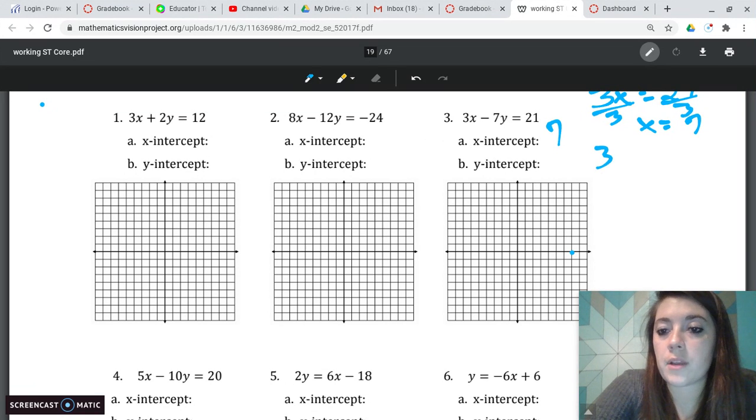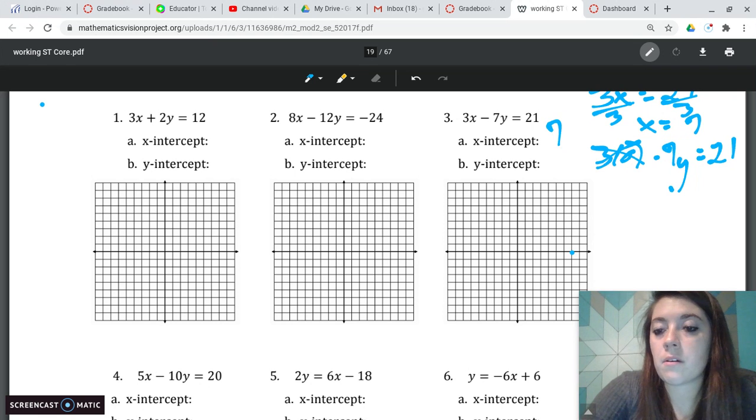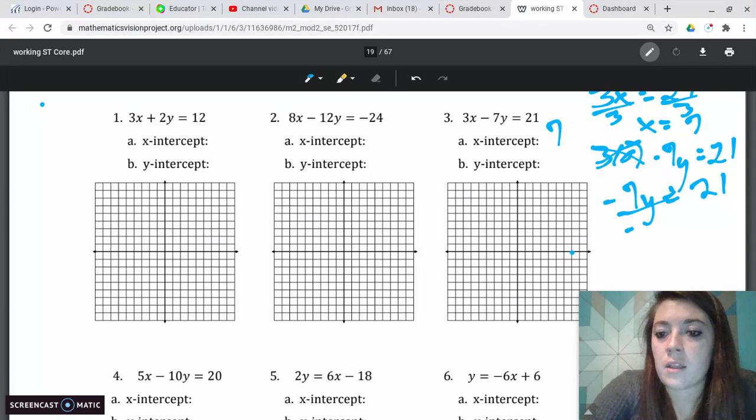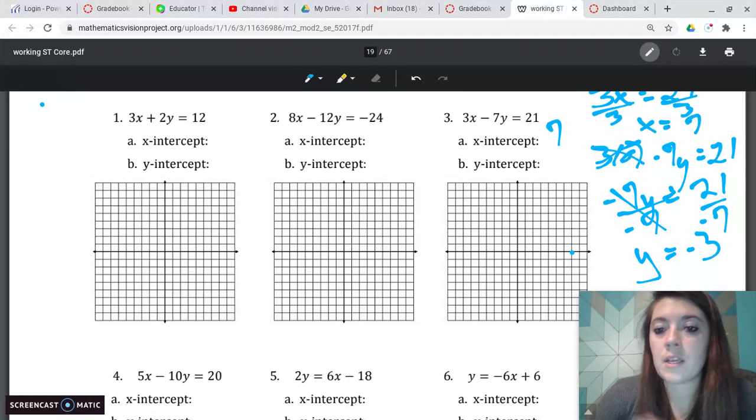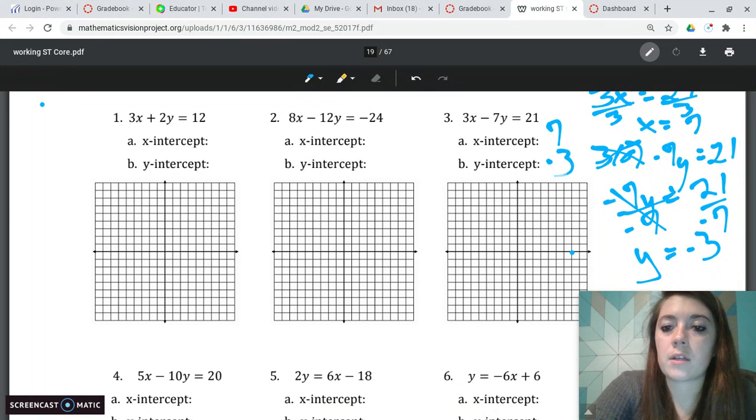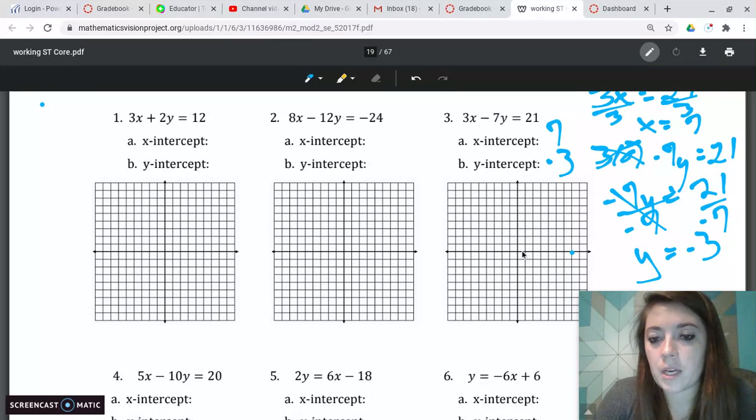So we're going to have 3 times 0 minus 7y equals 21. The 3 times 0 goes away, it's just 0. So now we have negative 7y equals 21. Divide by negative 7 on both sides, because remember, what you do to one side, you have to do to the other. 21 divided by negative 7 is negative 3, so our y-intercept is at negative 3. We come to the y-axis and go down 1, 2, 3, and make our point.